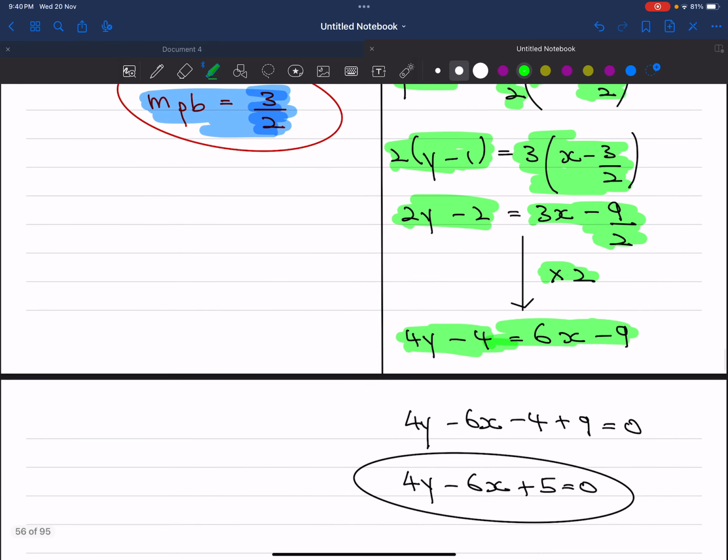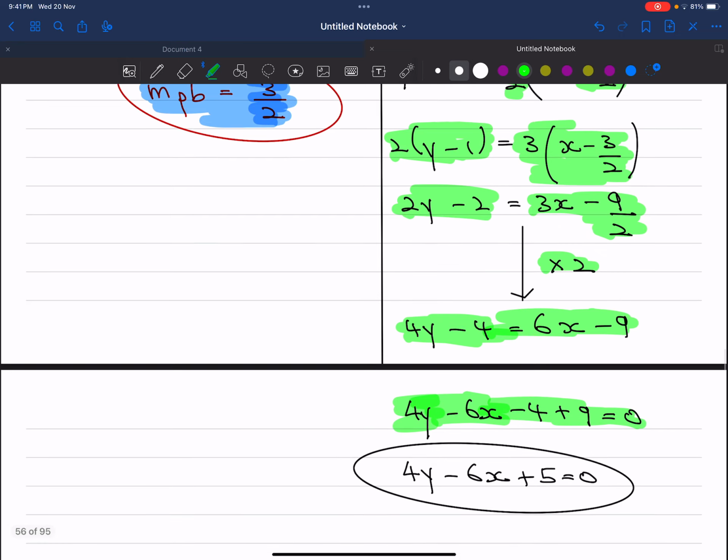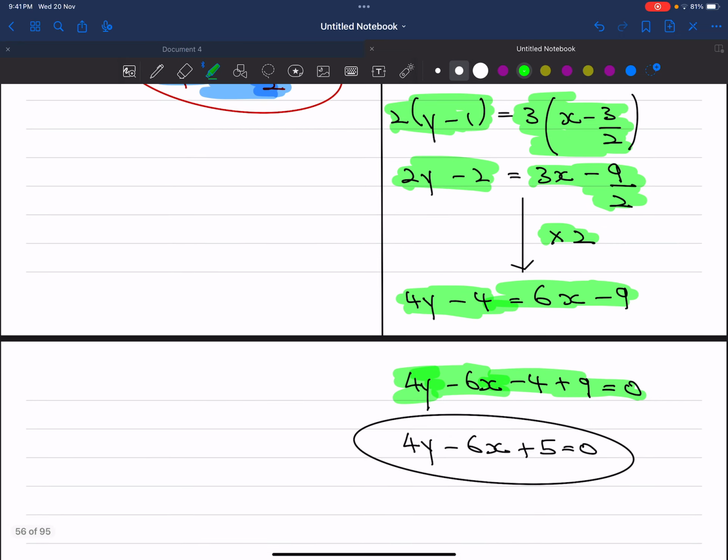I transfer everything: 4y, negative 6x, minus 4 plus 9 equals 0. So now, our final answer is 4y minus 6x, minus 4 plus 9 is 5, equals 0. So our answer is 4y minus 6x plus 5 equals 0. Thank you. I'll see you in the next lesson.